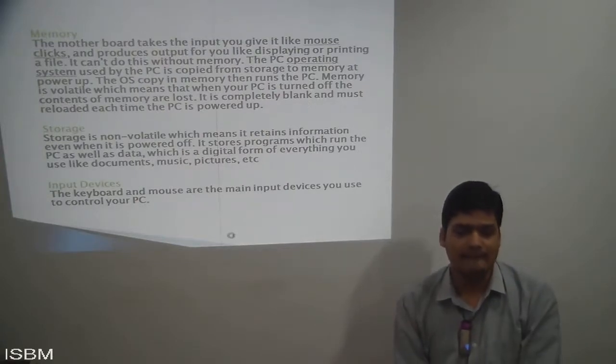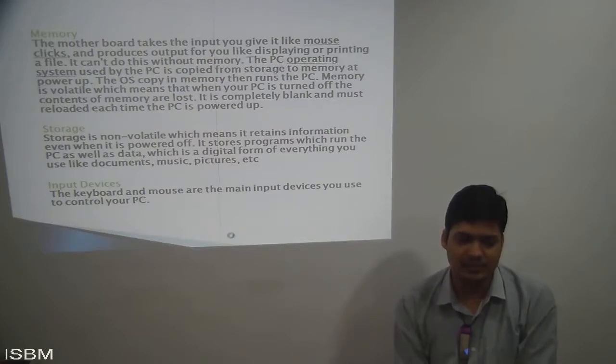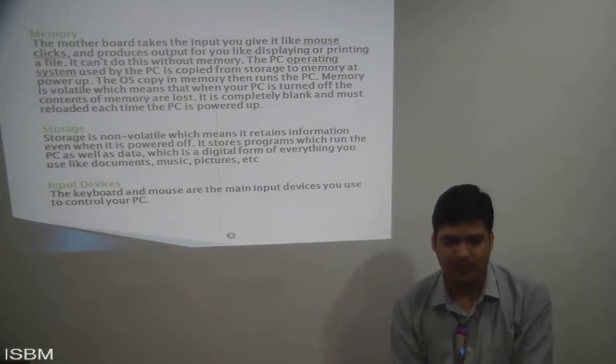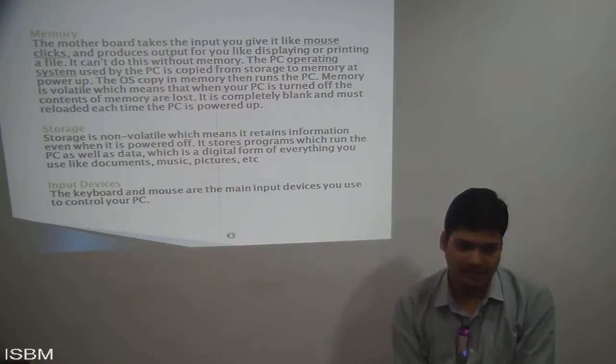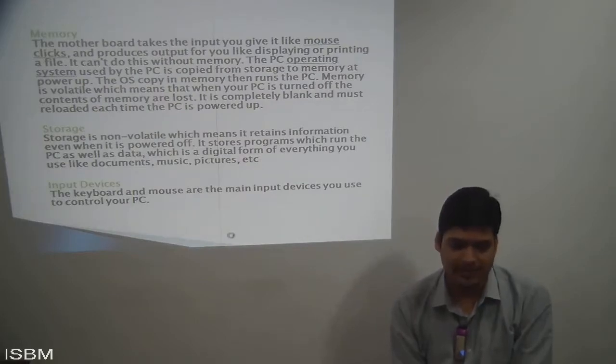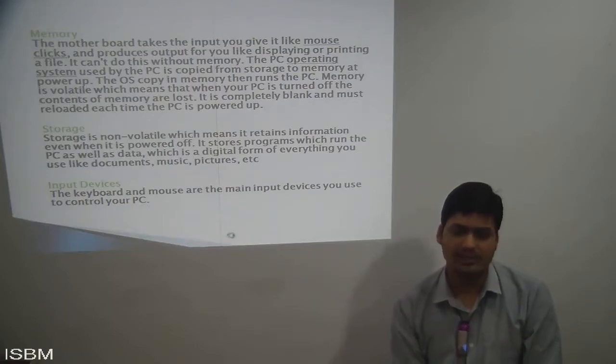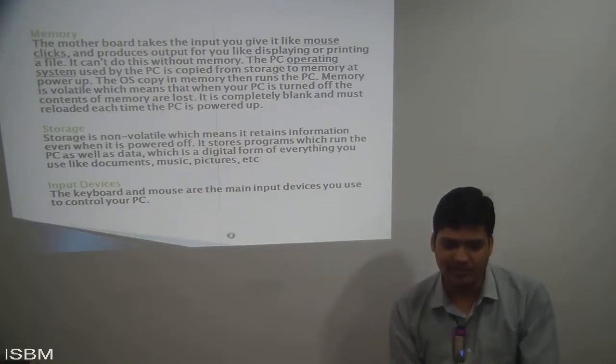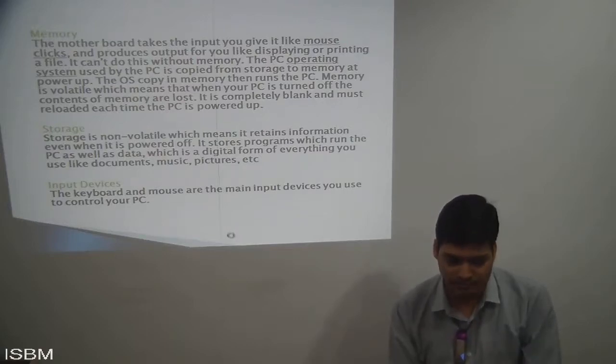Next is memory. What is memory? The motherboard takes the input you give, like a mouse click, and produces output for you, like displaying or printing the file. It can't do this without memory. The operating system used by the PC is copied from the storage to memory at power up. The operating system copy in memory then runs the personal computer. Memory is volatile, which means that when your PC is turned off, the contents of the memory are also lost. It is completely blank and must be reloaded each time the PC is powered up.